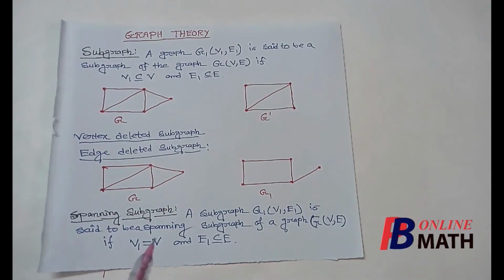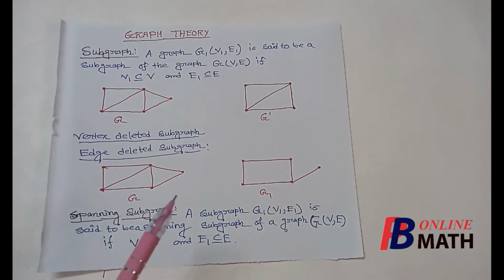Next one is spanning subgraph. This is the definition of spanning subgraph. A subgraph G1 is said to be a spanning subgraph of a graph G if V1 is equal to V and E1 is a subset of E. That means a subgraph G1 is called a spanning subgraph of a graph G if the set of vertices in the two graphs are the same. In a spanning subgraph, the number of vertices should be the same, but the number of edges may be less than that of G.